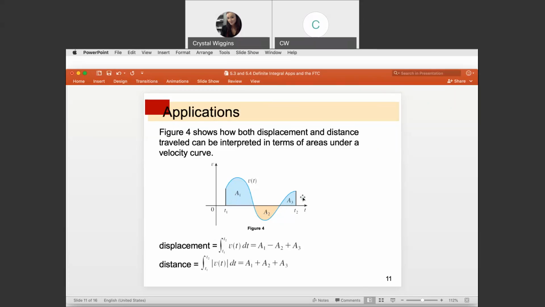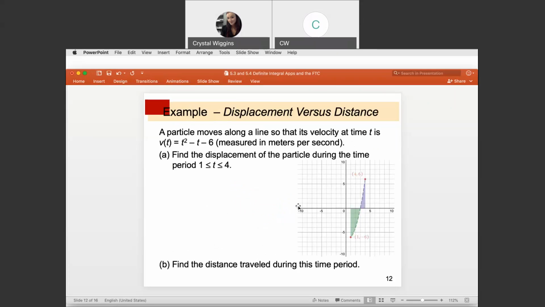And then we would go back and evaluate from here to here, but just straightforward with no absolute value needed. So a particle moves along a line so that its velocity at time t is given by the following quadratic function, and it's measured in meters per second. Find the displacement of the particle during the time period from 1 to 4.